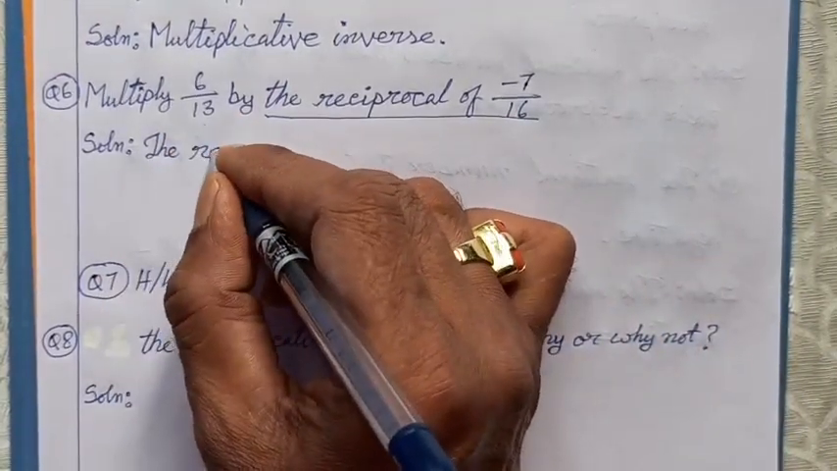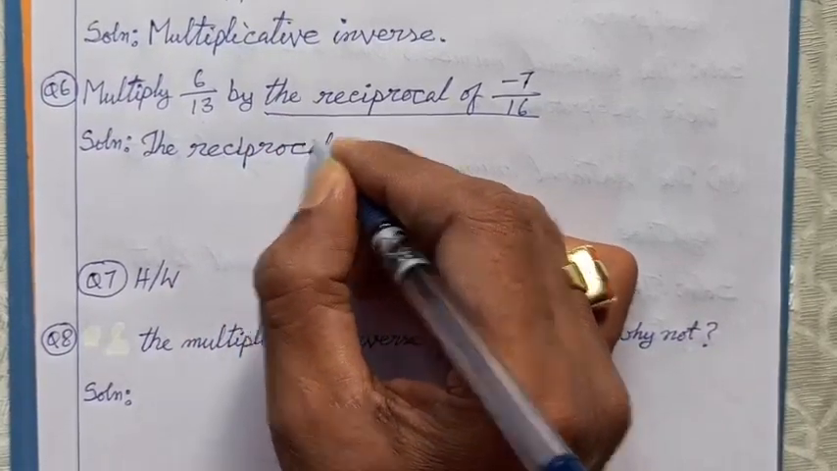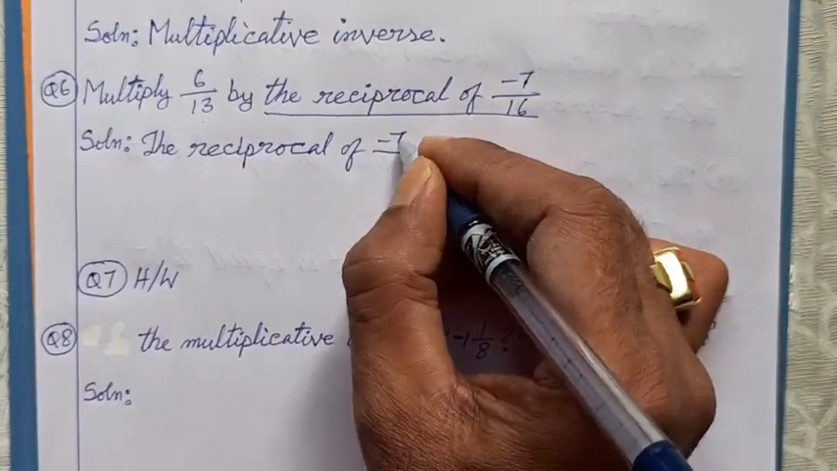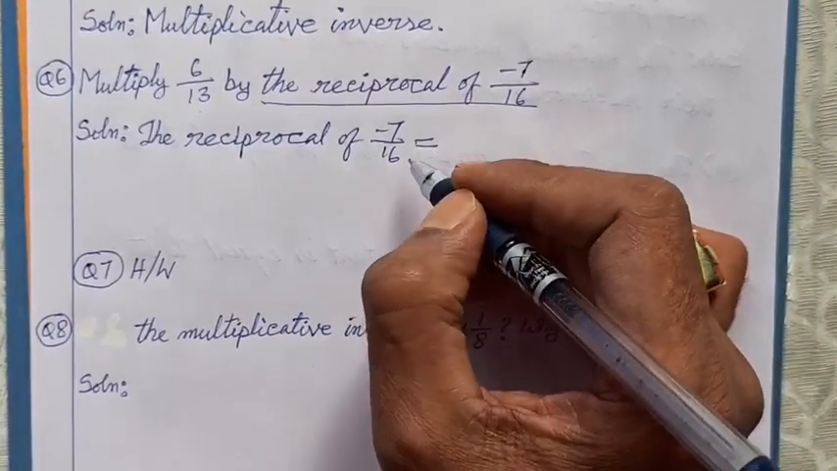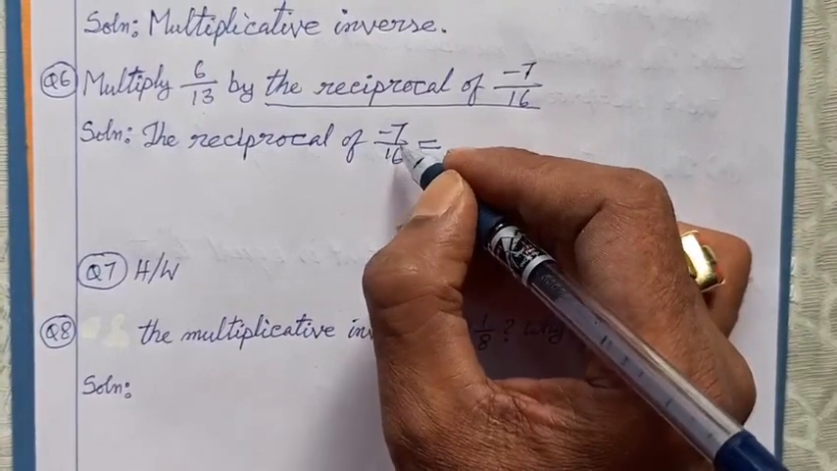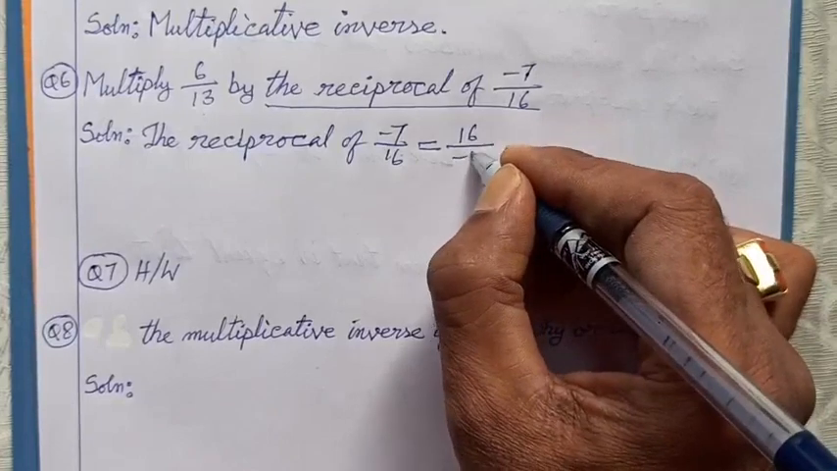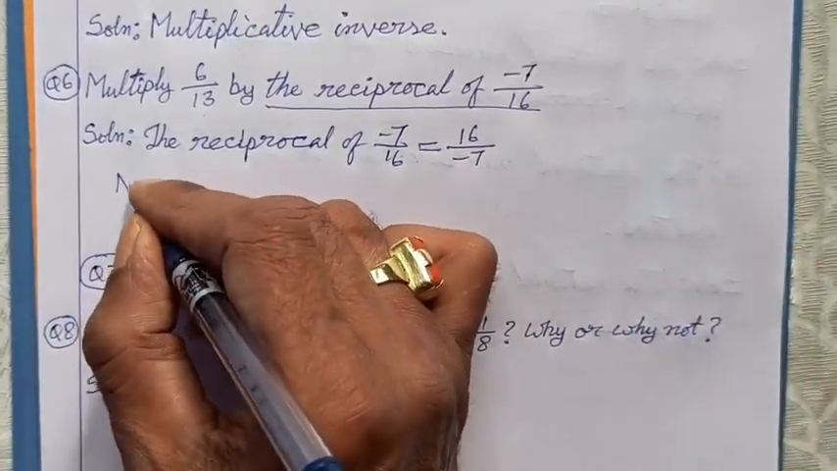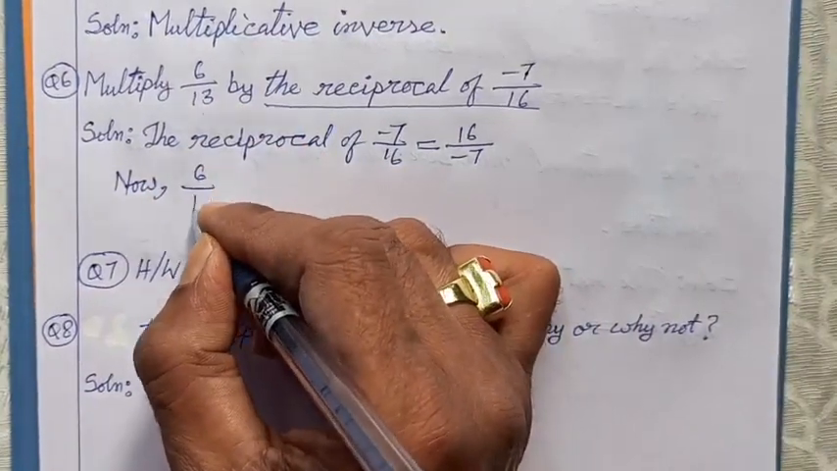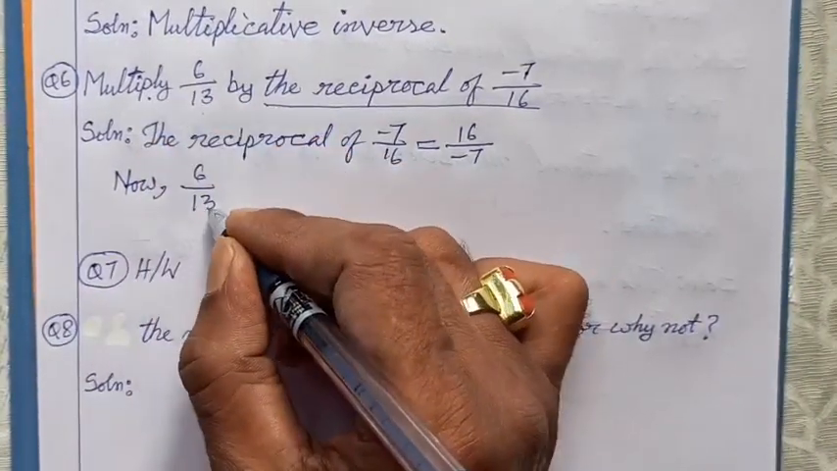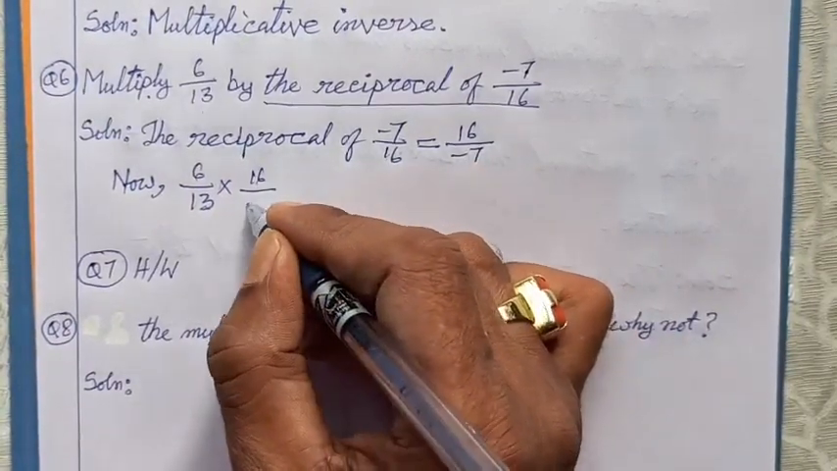The reciprocal of minus 7 by 16 is equal to, if we want to find the reciprocal of a number, numerator and denominator are interchanged, so we get 16 by minus 7. Now take this number 6 by 13 and we have to multiply by the reciprocal, that means 16 by minus 7.